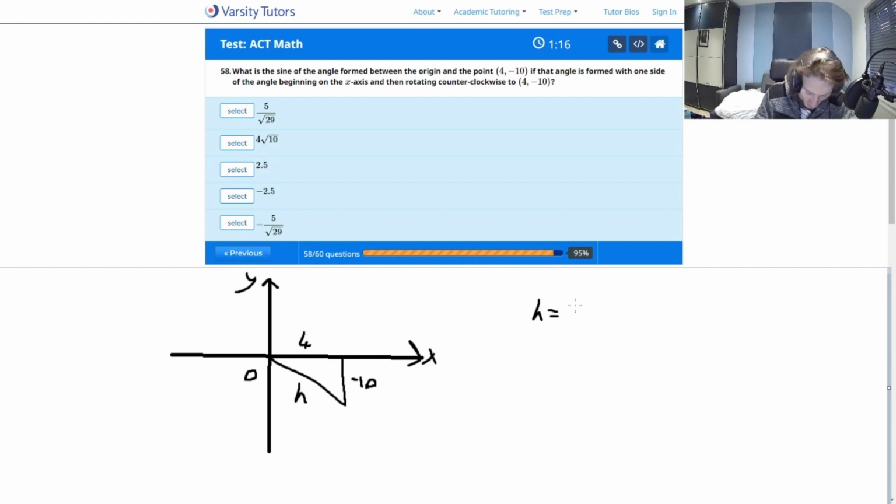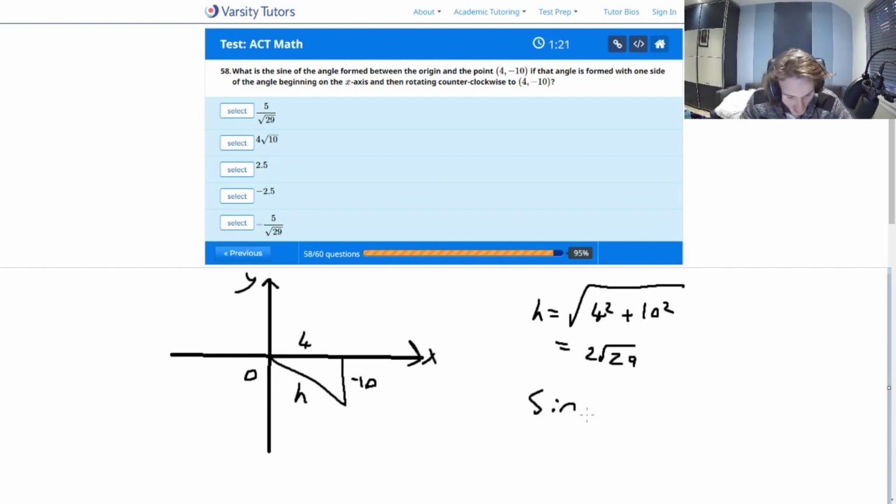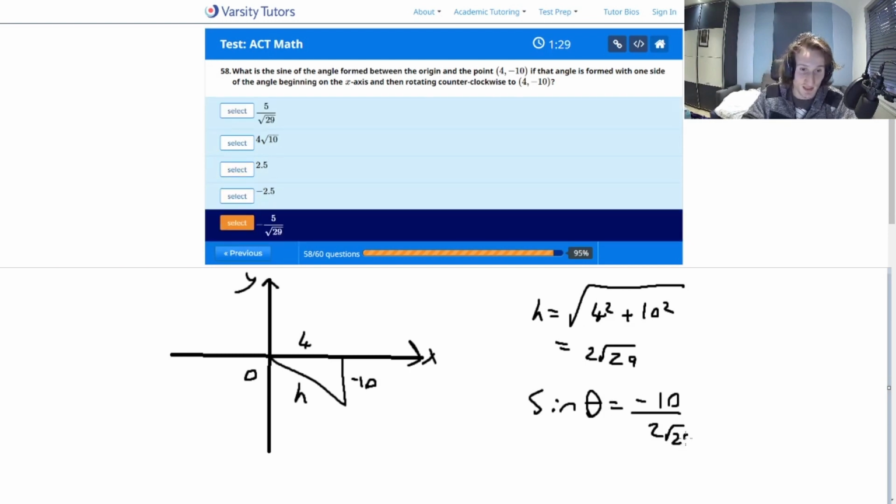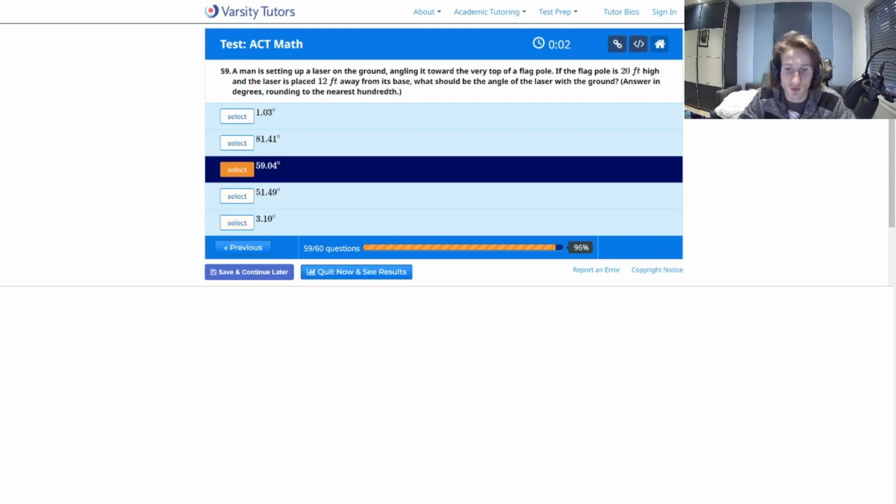No, it isn't, it's 2 root 229. I knew that, I was just testing you guys. So 5 over root 29, but because it's going that way, it's going to be negative. And, oh, 2 more questions.